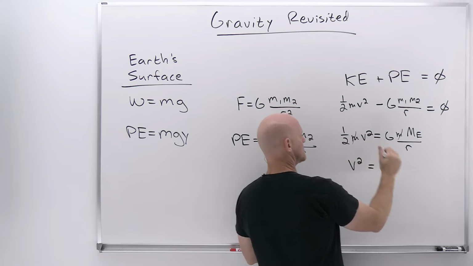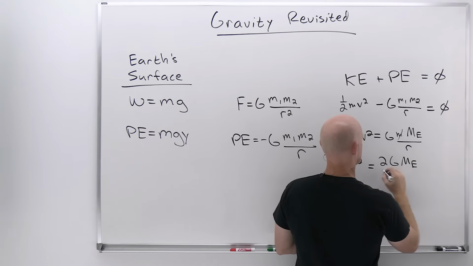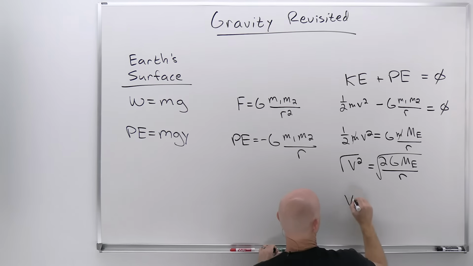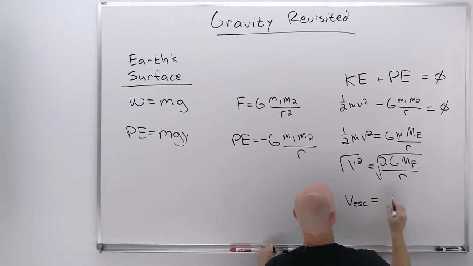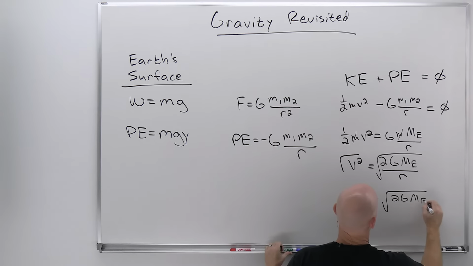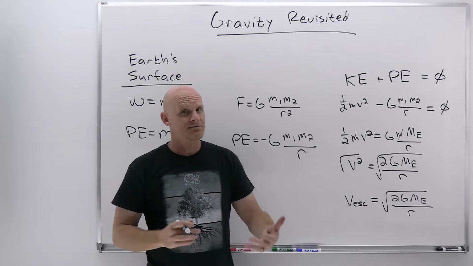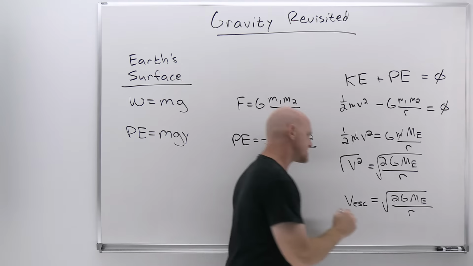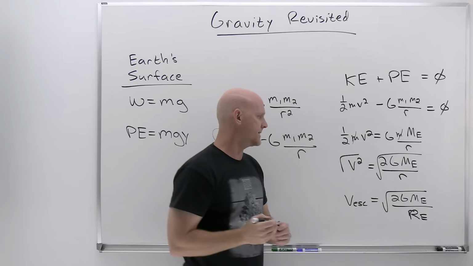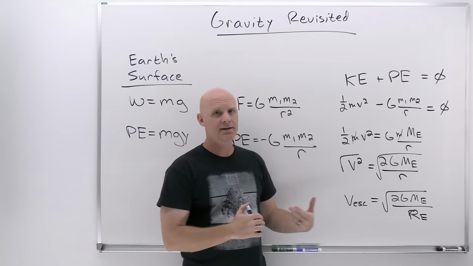So v squared is going to equal, move the 2 to the other side, 2G M_E over r, and then we'll take the square root of both sides. This escape speed or escape velocity is equal to the square root of 2 times the gravitational constant times the mass of the Earth divided by r. If it's being fired off the surface of the Earth, then this r would be the radius of the Earth as well.